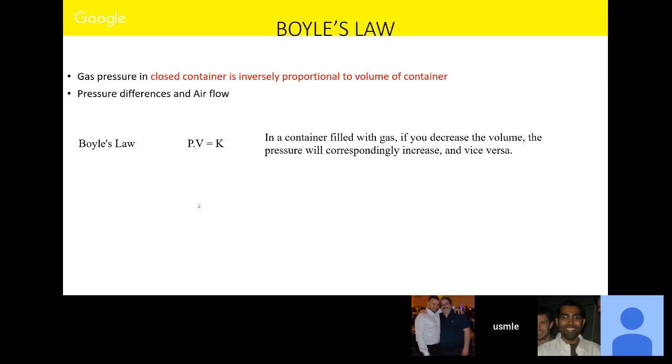So yesterday we stopped at Boyle's law, and Boyle's law is about the expansion of the gases. It has to do with volume, the volume within the chest, and how you're going to have the expansion of the chest and the diaphragm during breathing in and breathing out.